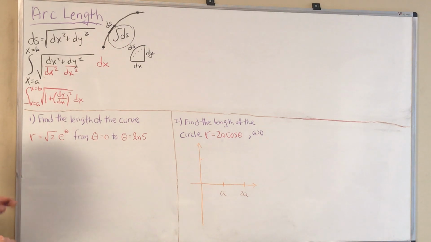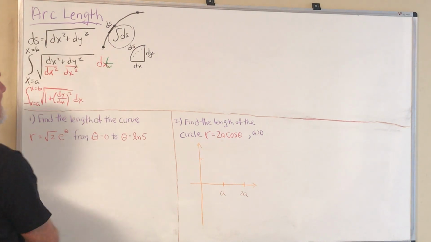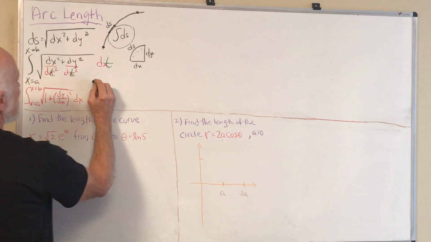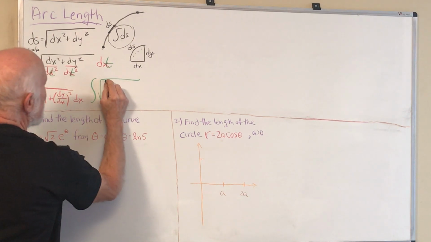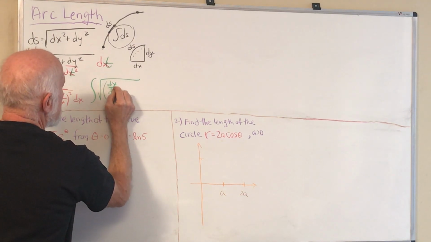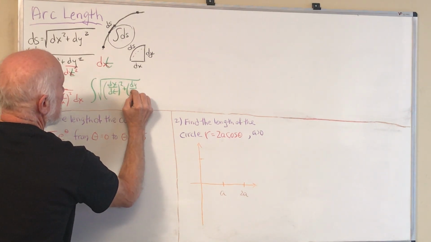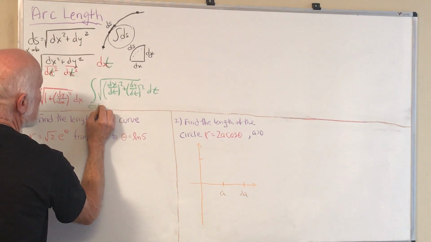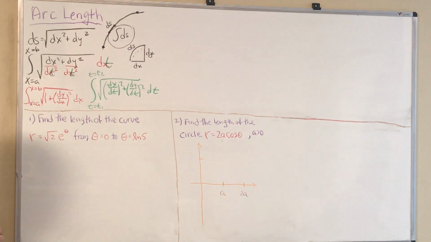Now, the only difference when we go to parametric, we don't want dx here, we want dt here. So we just do dt. And what do we get in parametric? The square root of (dx/dt) squared plus (dy/dt) squared, and then dt. And that would be from t equals t1 to t equals t2. We've done that one not too long ago.